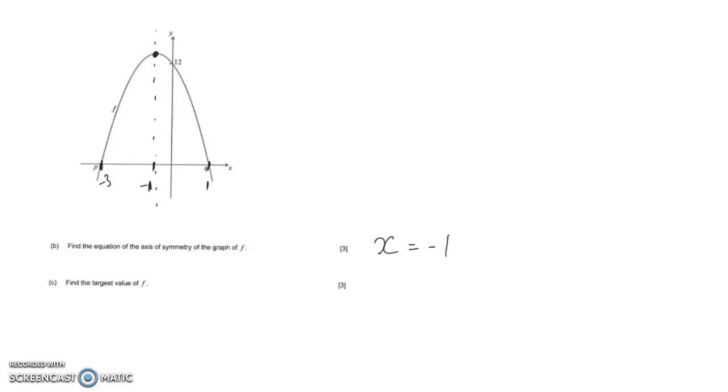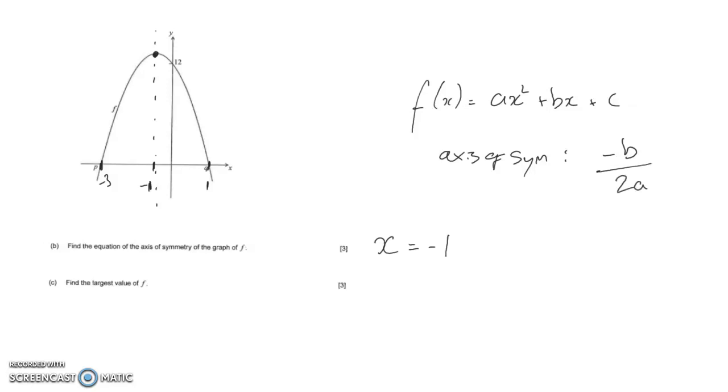There are a few other ways we could evaluate this. If we have a general quadratic written as ax squared plus bx plus c, which we were getting towards on the last page, then remember that the axis of symmetry is given by negative b over 2a. So we could have just substituted in there. But I think given that we've got both the roots, it's most convenient to just find halfway between them.